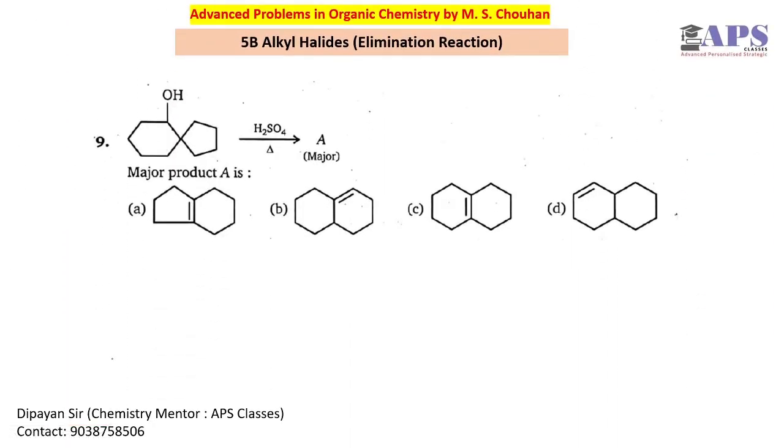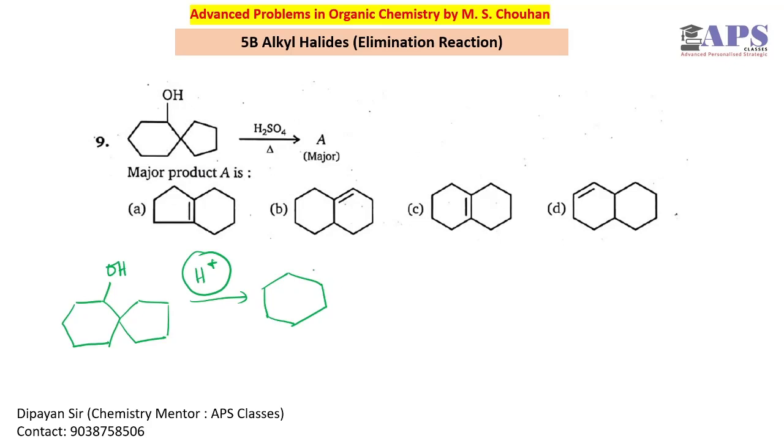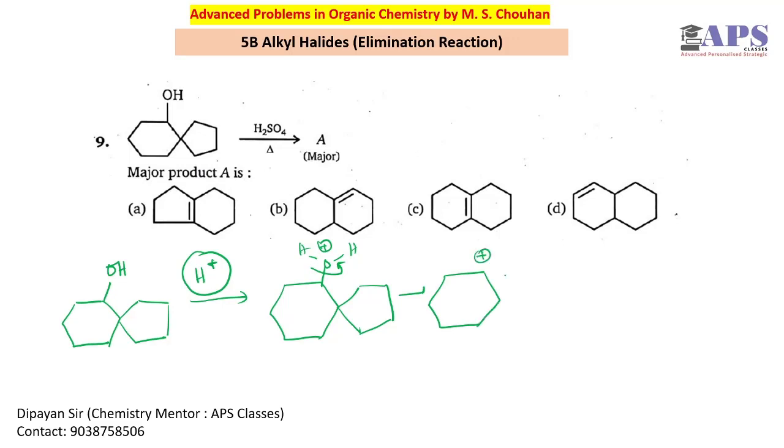So this is the case of dehydration and then ring expansion. So we have a 6-member ring attached with a 5-member ring, with OH. After addition of concentrated H2SO4, which is the source of H plus only, initially we have this kind of situation and this water will be eliminated and we have this kind of situation. Now ring expansion.